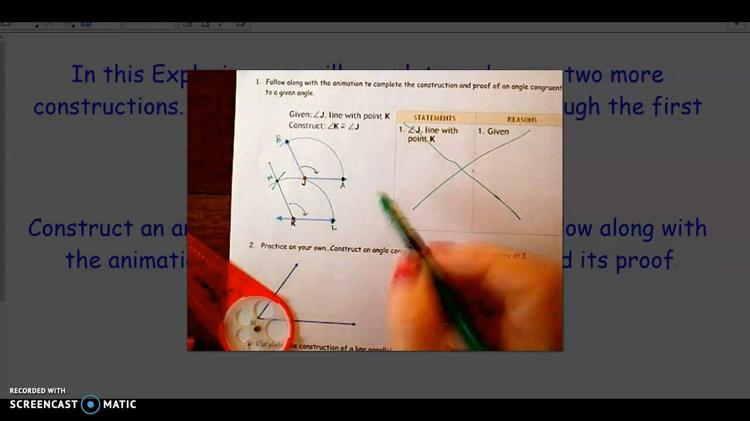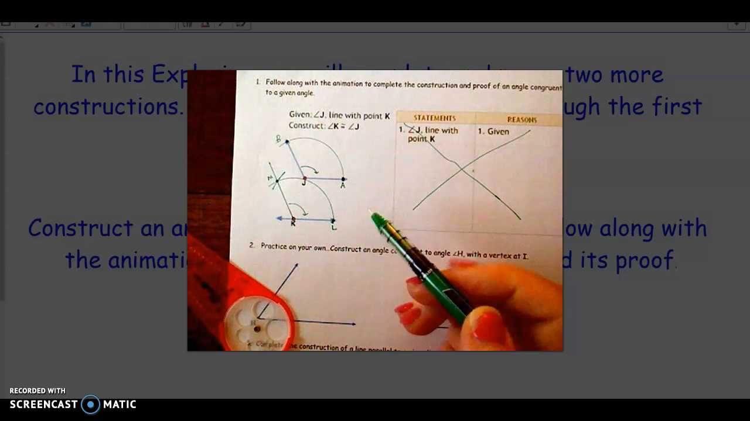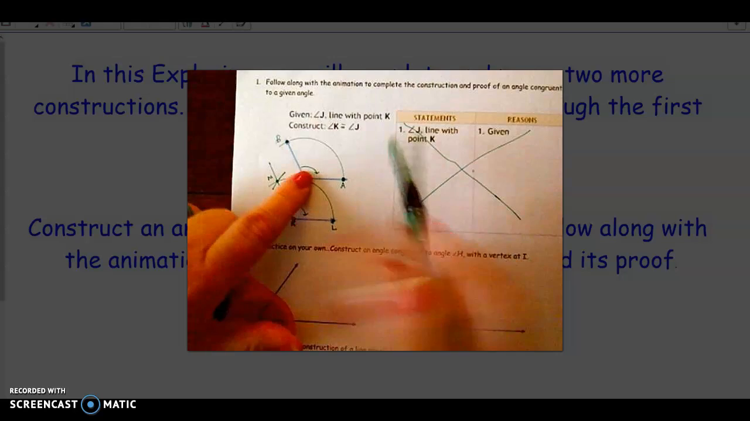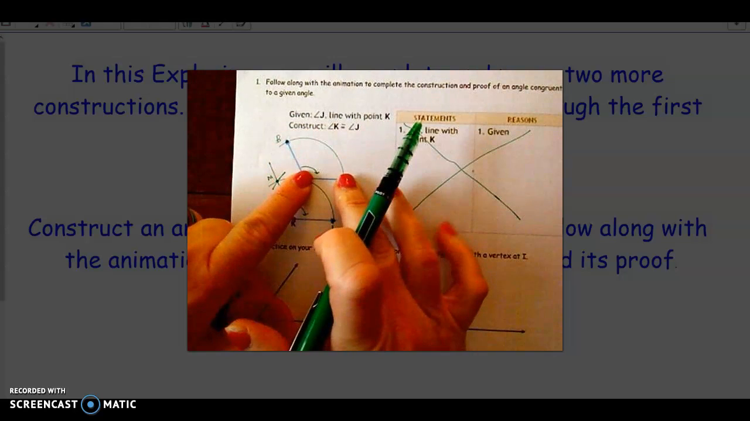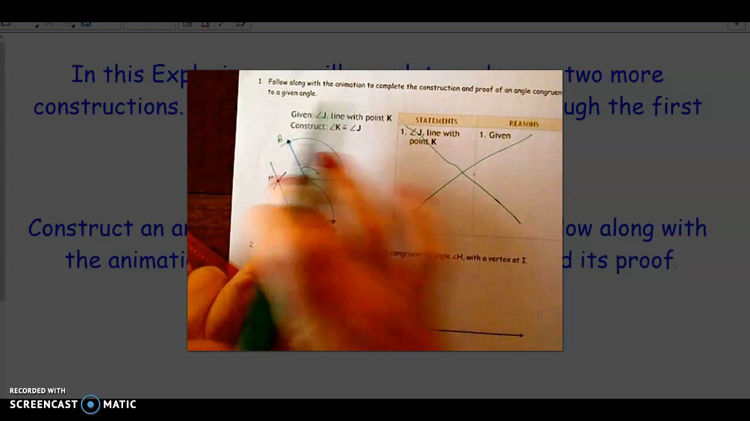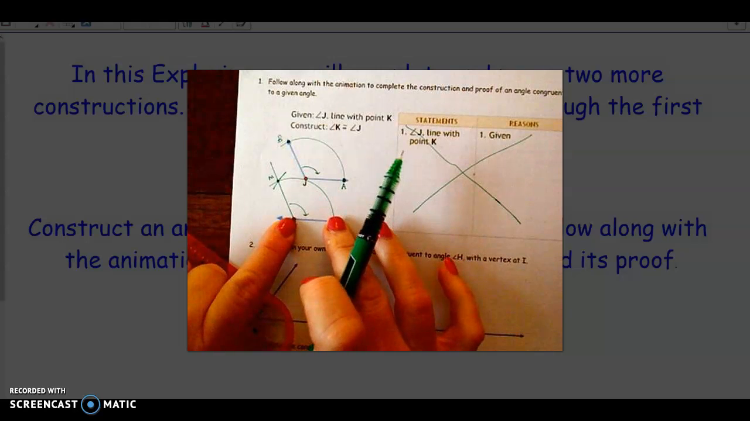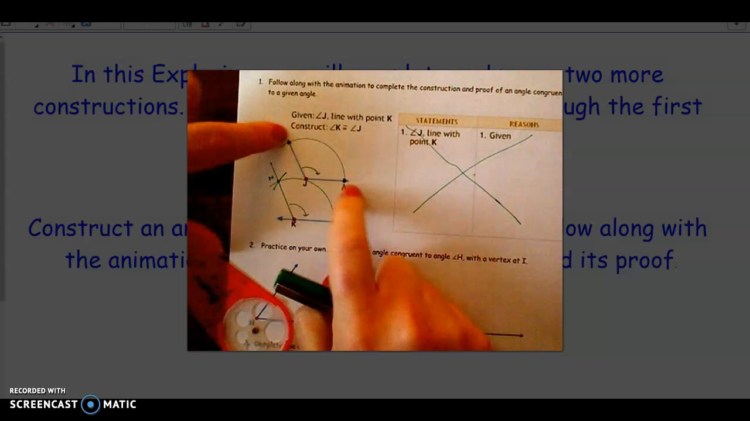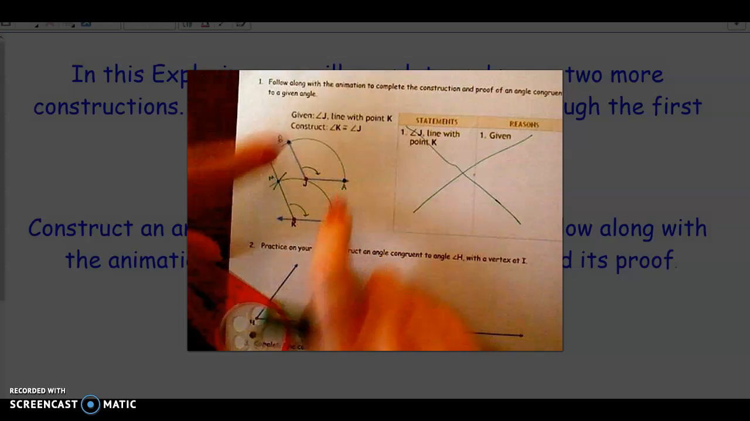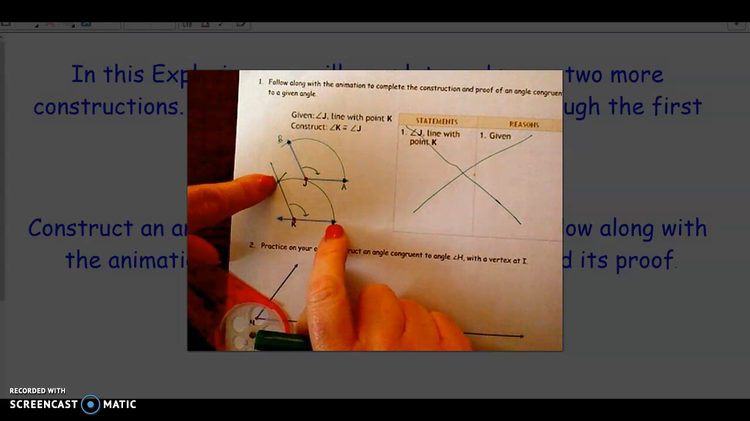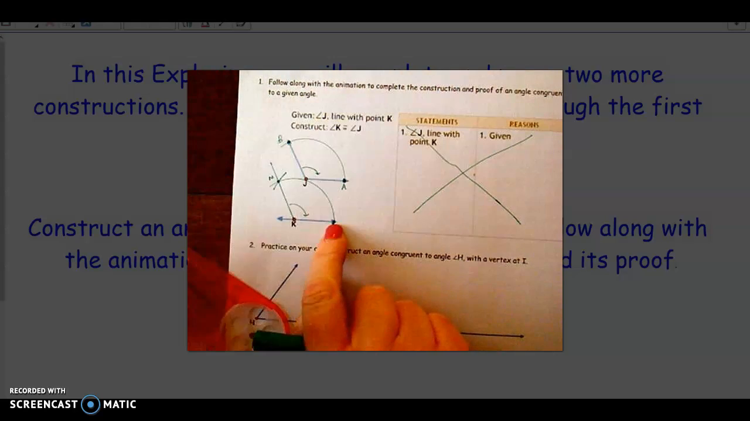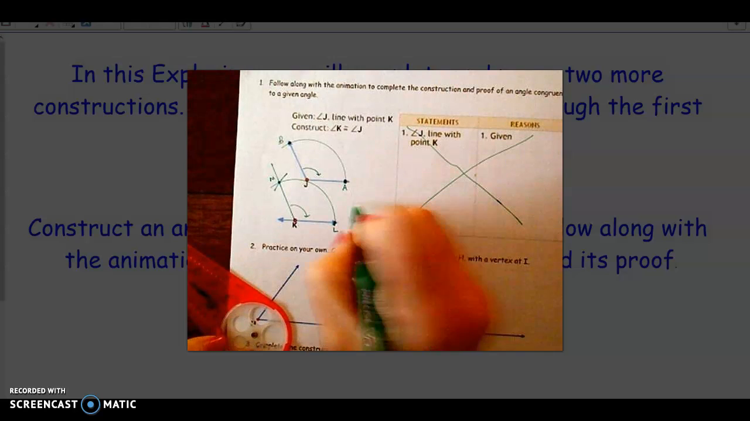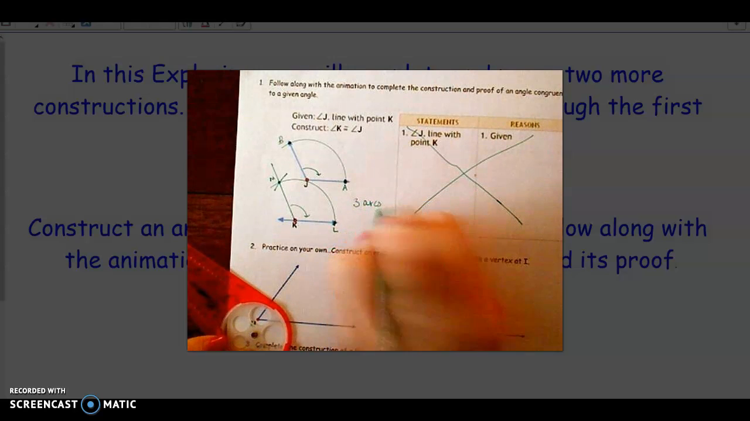And so this construction takes 3 arcs. You have to make an arc on the angle given to you and repeat it down here on your new angle. So that's the first 2 arcs. And then you have to measure with your compass here and use that to make this arc here. So that's your 3rd arc. So copying an angle takes 3 arcs.